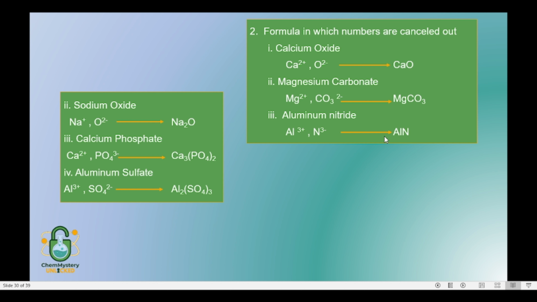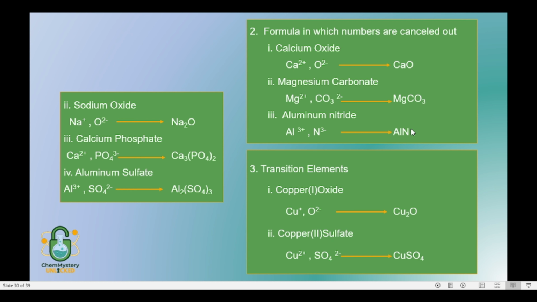Now we will be moving on to the transition elements. The first one is copper 1 oxide. Copper 1, we do not ignore this. This is the oxidation state, like the oxidation number. Copper has a charge of +1. Oxygen has a charge of 2 minus, so the oxide has the charge of 2 minus. So we just cross over the valencies. 2 comes over here with the copper and this 1 comes over here with the oxygen. So it becomes Cu2O.